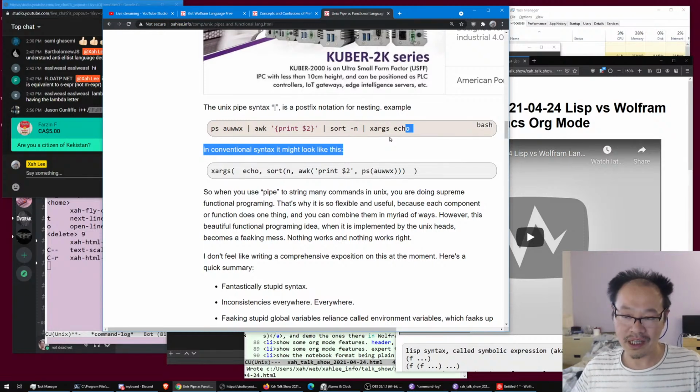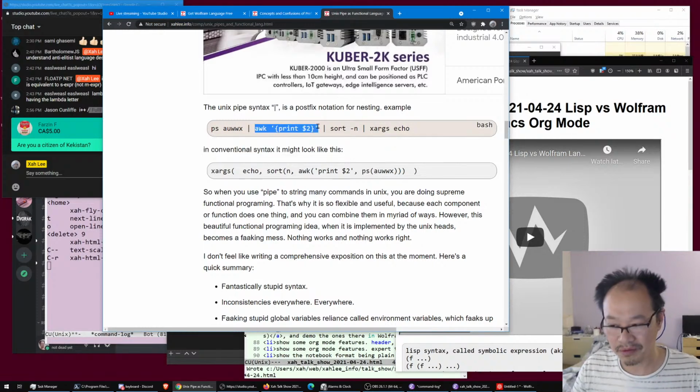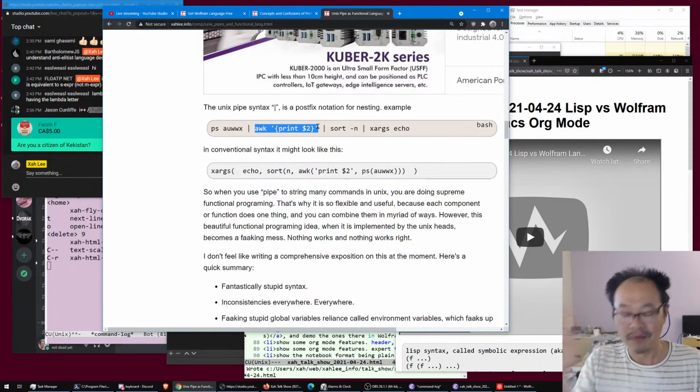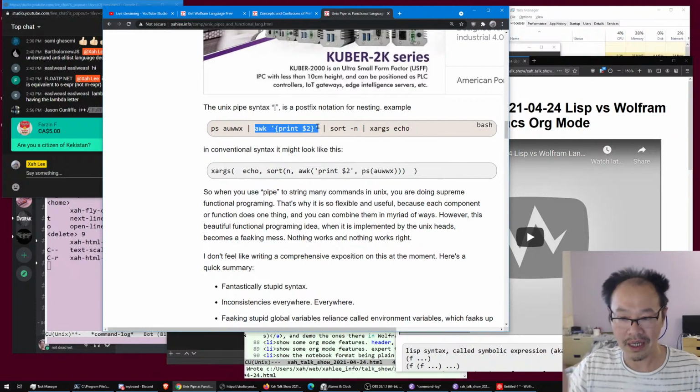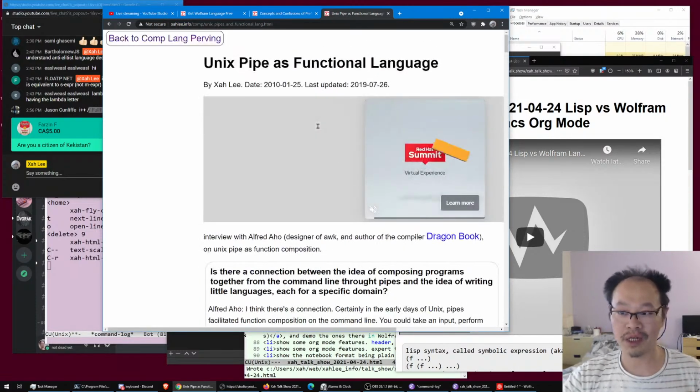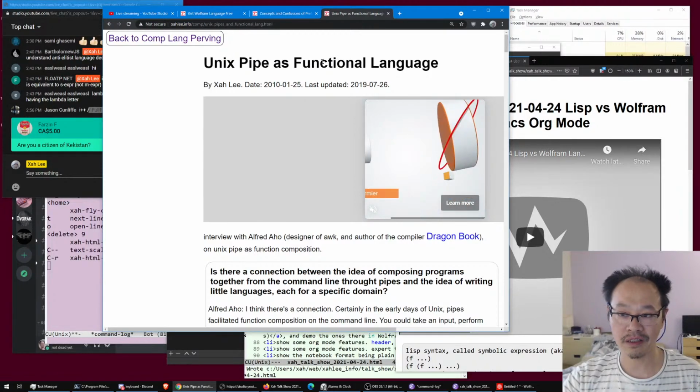So, for example, in Bash, you don't usually consider these commands as functions because actually they have lots of side effects. But anyway, from a notational point of view, the Unix pipe is a postfix notation. Okay, so that's one article explaining that: Unix pipe as functional language.